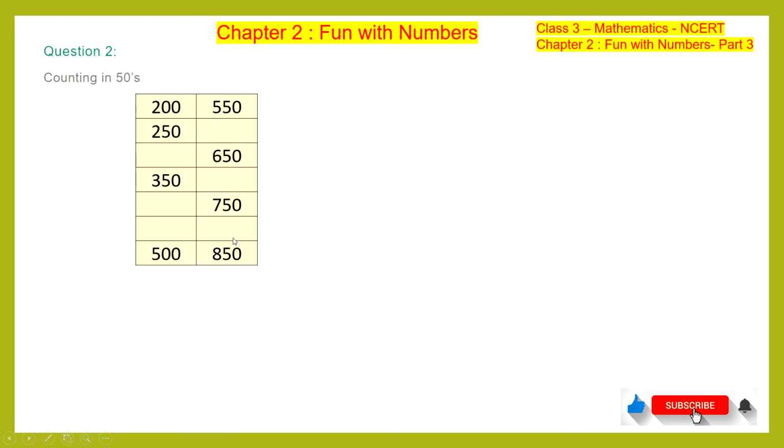Here we have given one table, two columns. Number starts from 200. Here we learn about counting by 50s. When we say counting by 50s, it means we have to add 50 to one number to get its next number. So 200, if you add 50, you will get 250. If you add 50 to 250, you get the next number. That's how you need to count and complete this table.